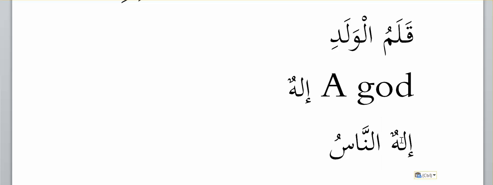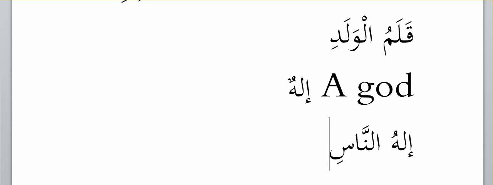Which letter? Identify it by saying change the tanween dhamma on the letter ha to a single dhamma. And then so we have Ilahun Nas.